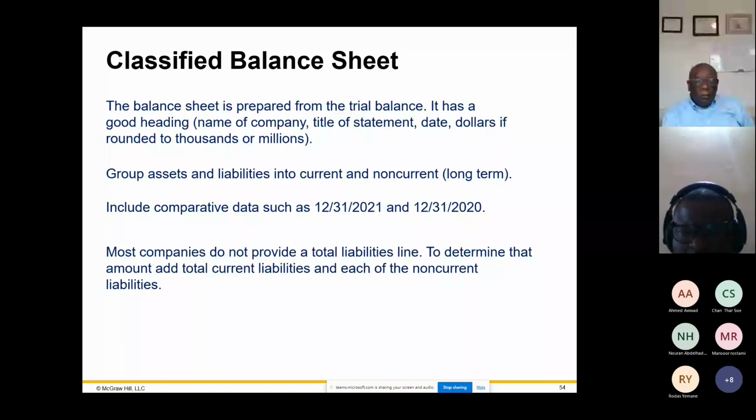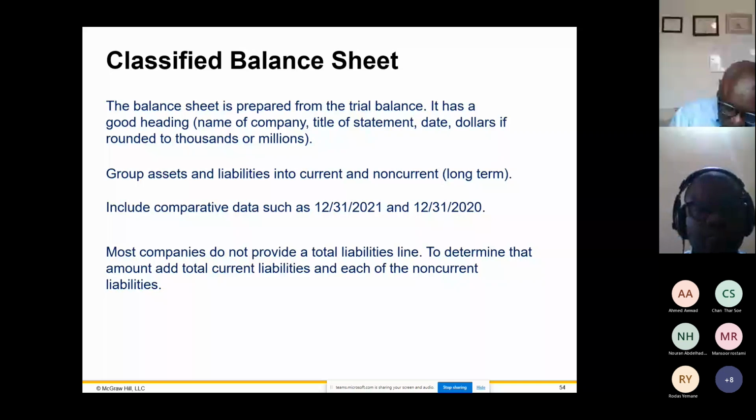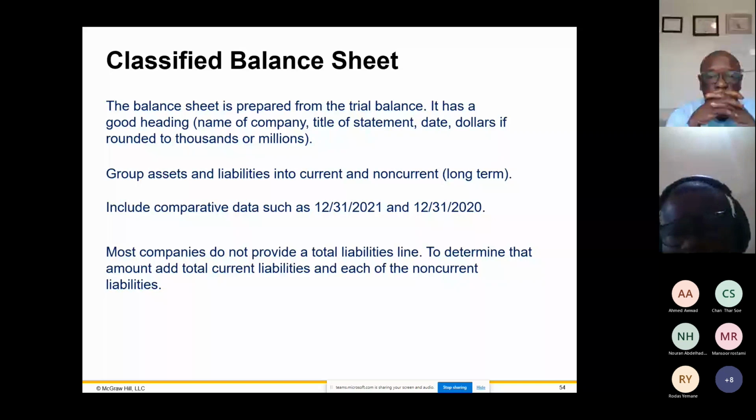Okay, the balance sheet is prepared from the trial balance. Now that you have the trial balance, you can prepare a balance sheet, because as soon as everything is balanced, what will you do next? Who can tell us what you do since we are going to prepare the balance sheet? We have seen that everything is balanced. Now we want to prepare the balance sheet. What do we do? We write it down. What do we write down? The totals.